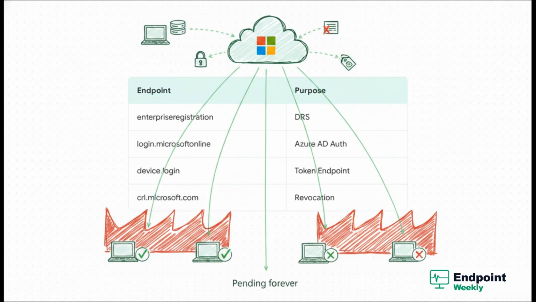Here are the mandatory network endpoints on port 443 that your devices must absolutely be able to reach to complete the handshake. We're talking about the device registration service itself, Azure AD Auth, token endpoints, and the certificate revocation lists. If your firewall blocks literally any of these, the device is going to stay in pending forever.